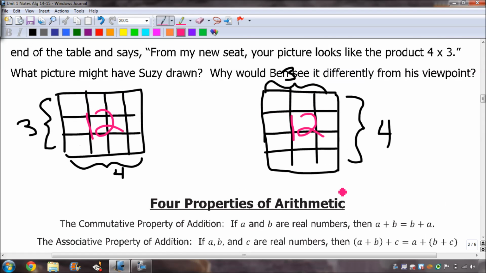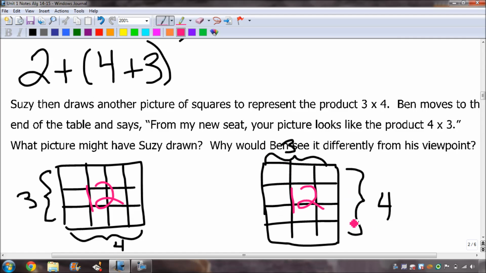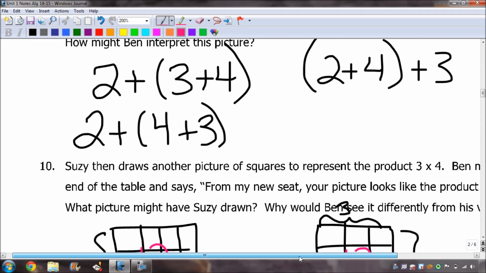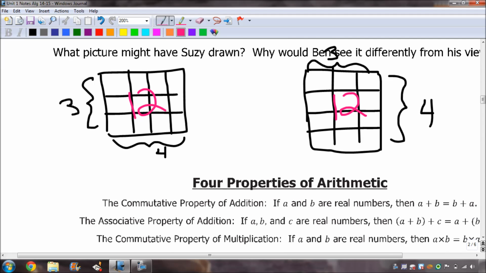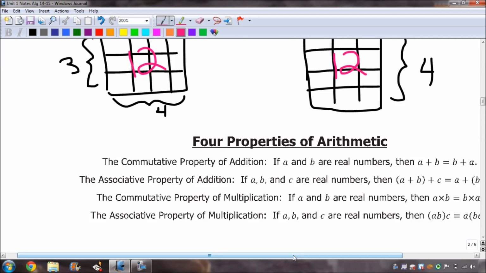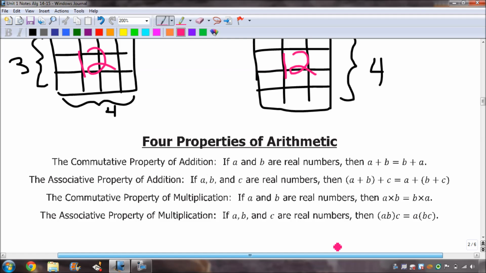So the examples, question number 8 and 10 talk mostly about the fact that you're allowed to change the order, which is the commutative property. So the commutative property of addition says that if a and b are real numbers, then a plus b is the same thing as b plus a. You're allowed to change the order. And the commutative property of multiplication says that if a and b are real numbers, then a times b is the same thing as b times a.